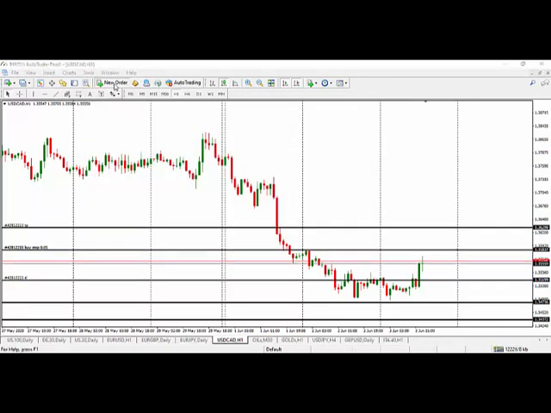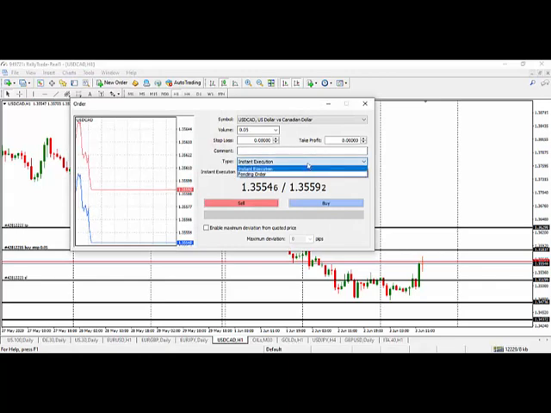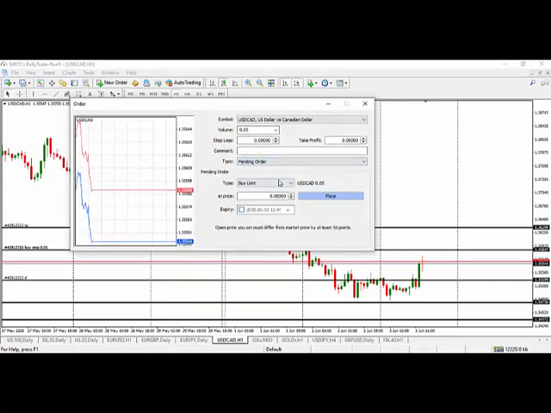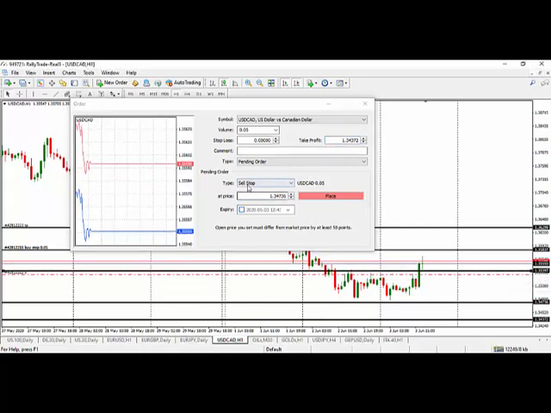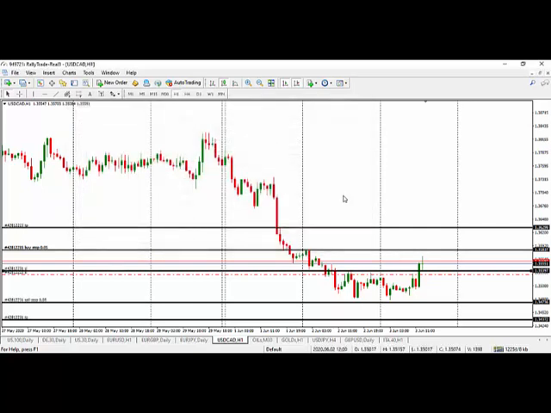So the same way for the sell, I do a pending order, then a sell stop at price level 1.34736, and then the take profit is at 1.34372, and my stop loss will be at this price level 1.35397. So I place that too.